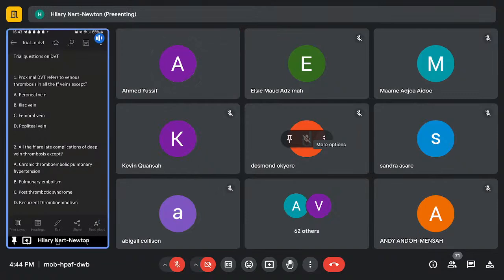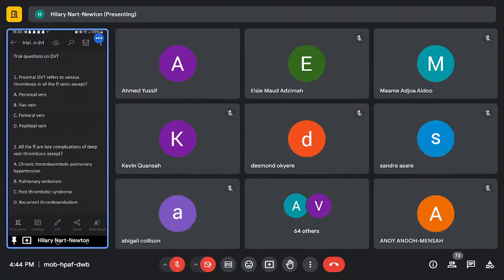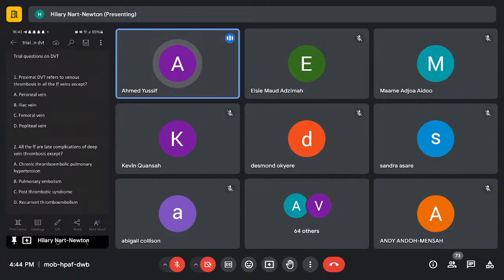Number 1, proximal DVT refers to venous thrombosis in all the following except A. Peroneal vein, B. Iliac vein, C. Femoral vein, D. Popliteal vein. Okay, so what are you going for? Peroneal vein. Yeah, peroneal. So that's distal DVT. So the rest are proximal.